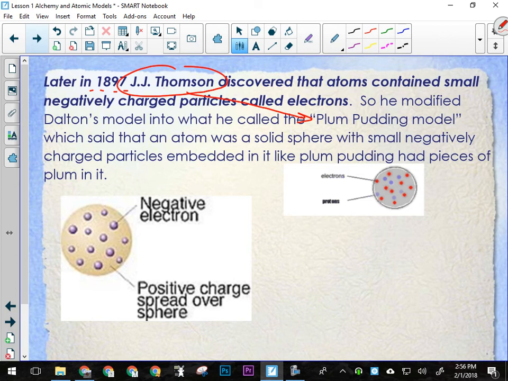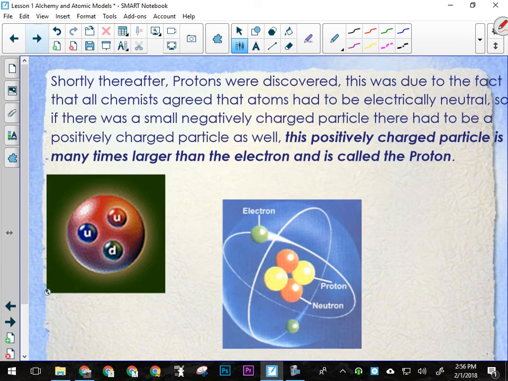So this model didn't last very long before people said, you know what? It's not a big solid mass. It's actually small masses, some of which are positively charged. So they said, okay, well, if the negative one is an electron, let's call the positive one a proton. And people are like, okay, that seems reasonable, let's go with that.